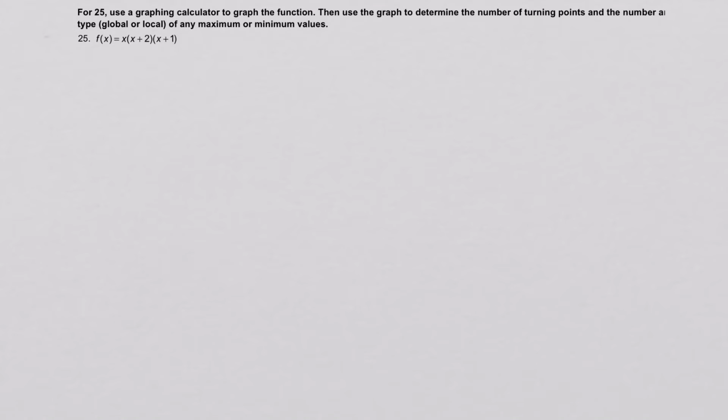Okay, so let's keep going. It says for 25, use a graphing calculator to graph the function. We're going to scratch that because we do not use a graphing calculator. We can graph these without a graphing calculator using the methods that I showed you. Then use the graph to determine the number of turning points, the number and type of global or local maximum or minimum values, right?